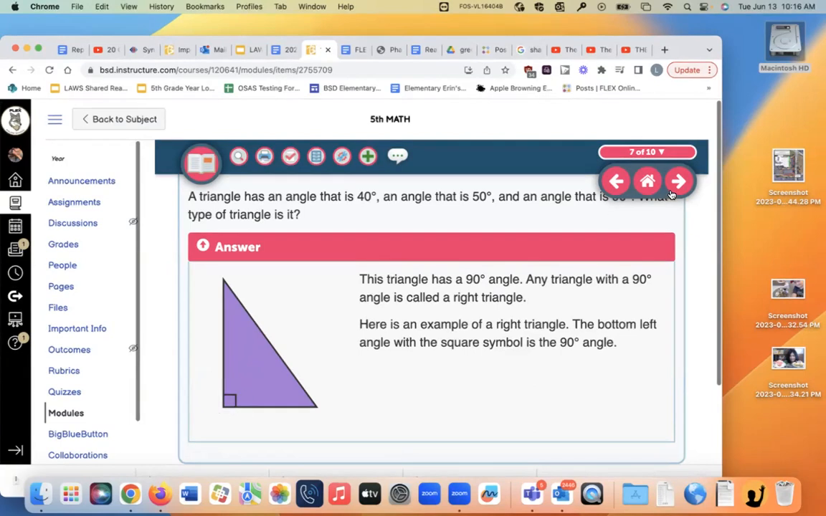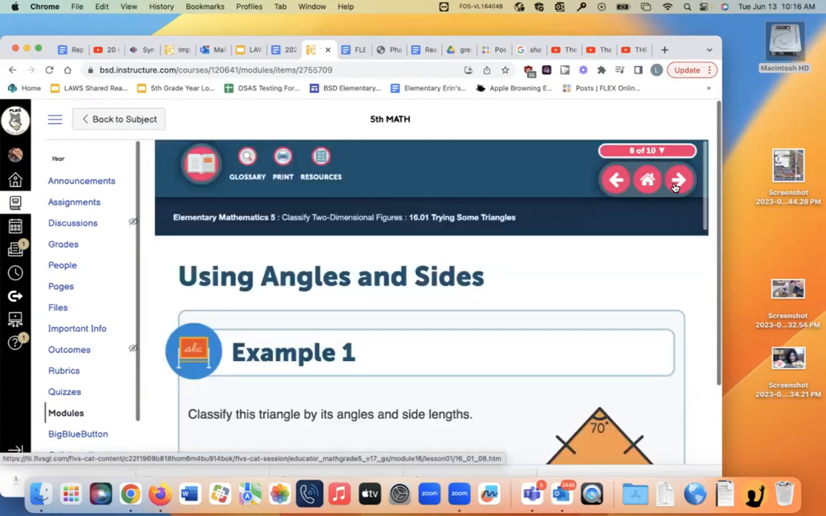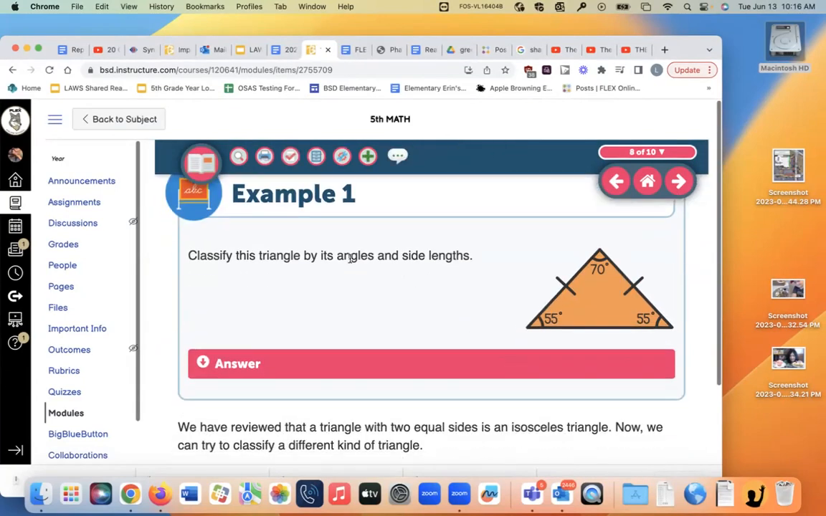Now that you've learned how to classify them by angles and you've learned how to classify them by sides, they're going to ask you to do both. So here's one like this. It has 55, 55, 70.